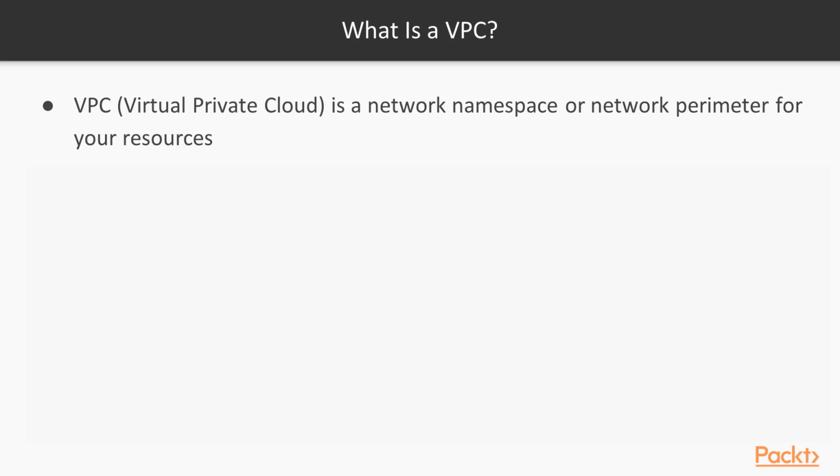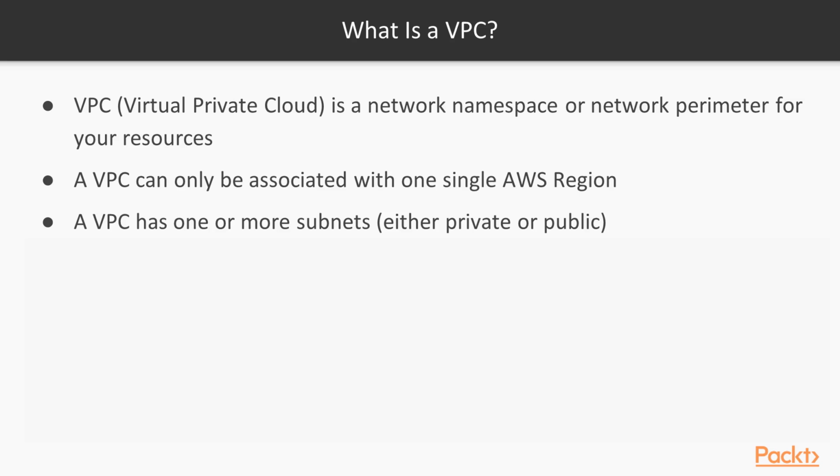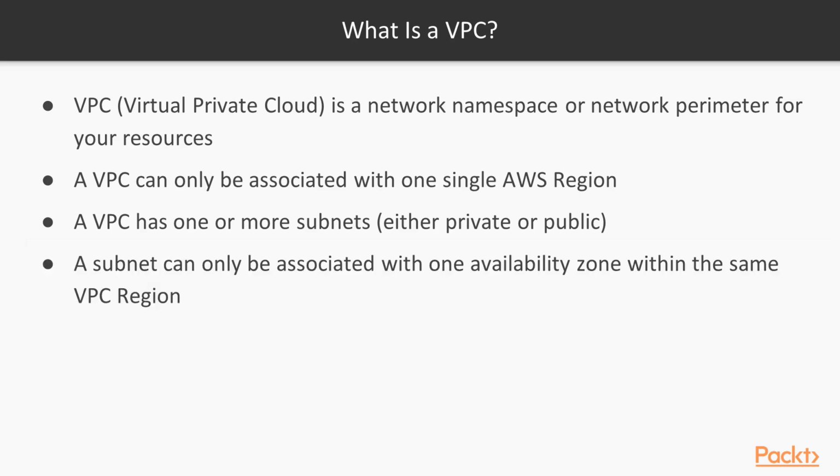Now, a couple of limitations that you need to understand. A VPC can only be associated with one AWS region. So if I'm going to use these networks in Ireland, the VPC will only be available in Ireland, EU West 1. A VPC has one or more subnets within, and those subnets can be either private or public, and a subnet can only be associated with one availability zone within the same VPC region.